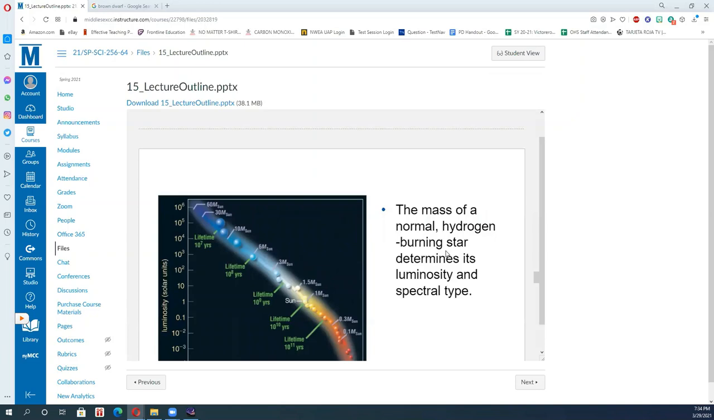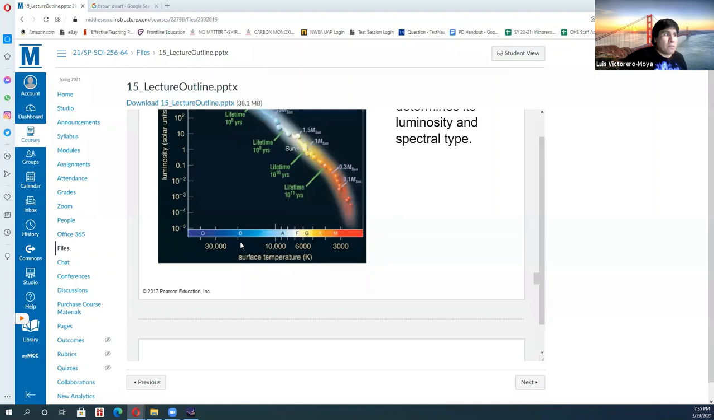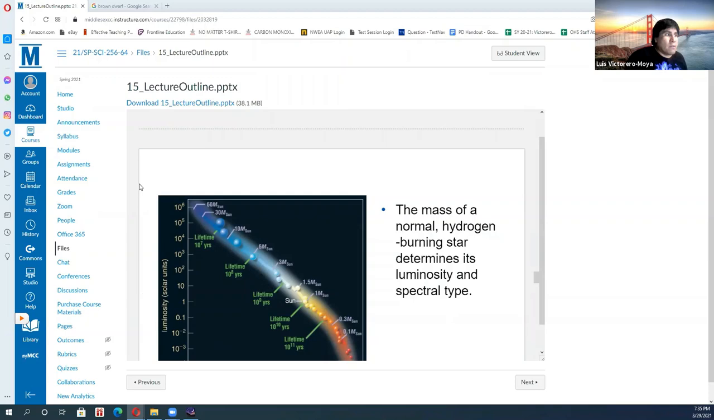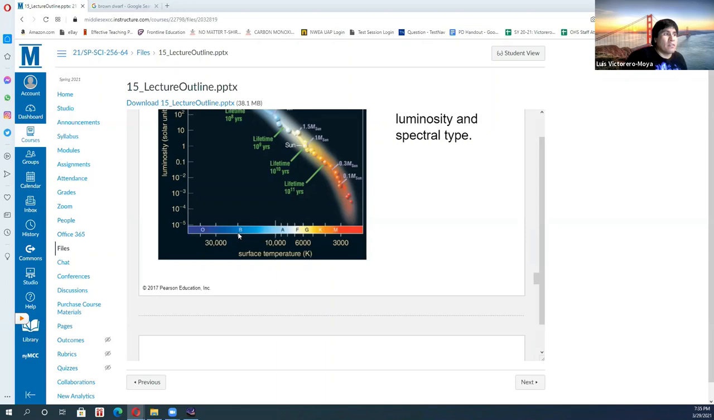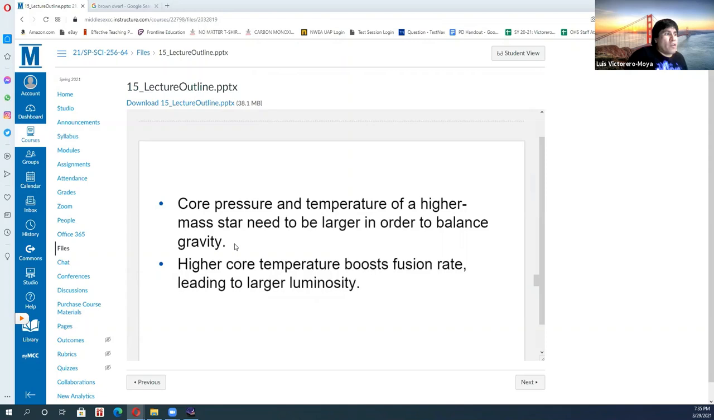Well, this makes sense. The rate of hydrogen burning will determine the luminosity and the spectral type, because that gives you the luminosity and the temperature of the star. The hotter it is, the bluer it is, and the classification will be around O and B for blue stars, A and F for white stars, G and K-ish for yellow stars. M stars will be red.